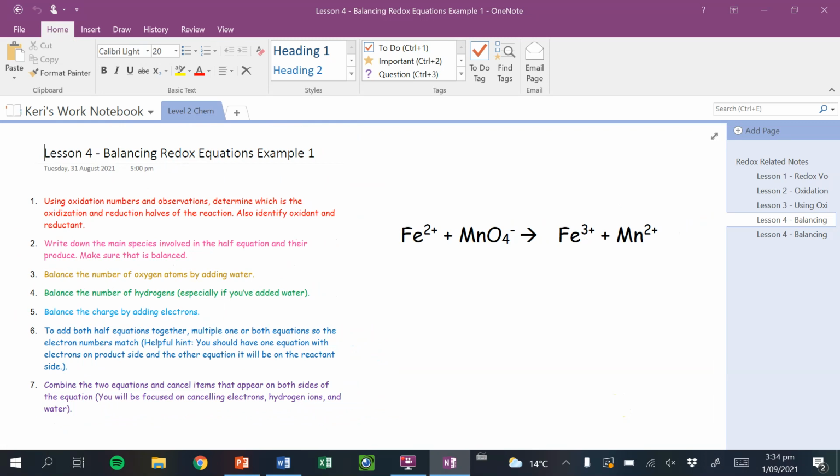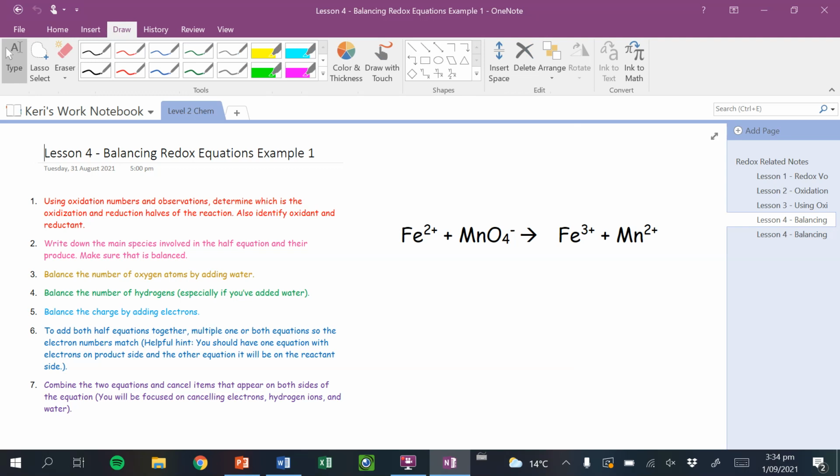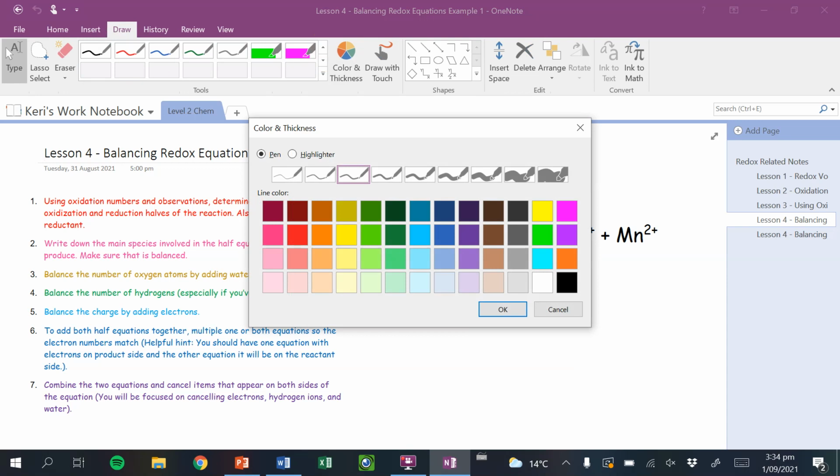I'll try to hopefully have enough colors so that I can actually match the colors to the step. I might need to do some things where, what happens when I do that? Oh, cool. Yeah, I can get all the colors.